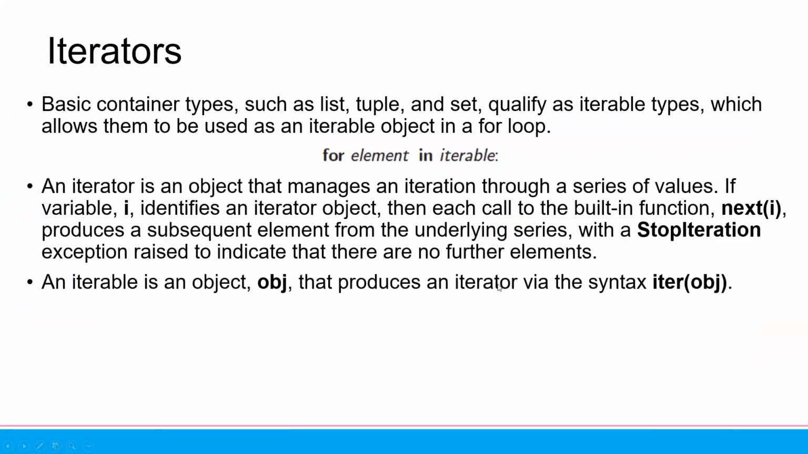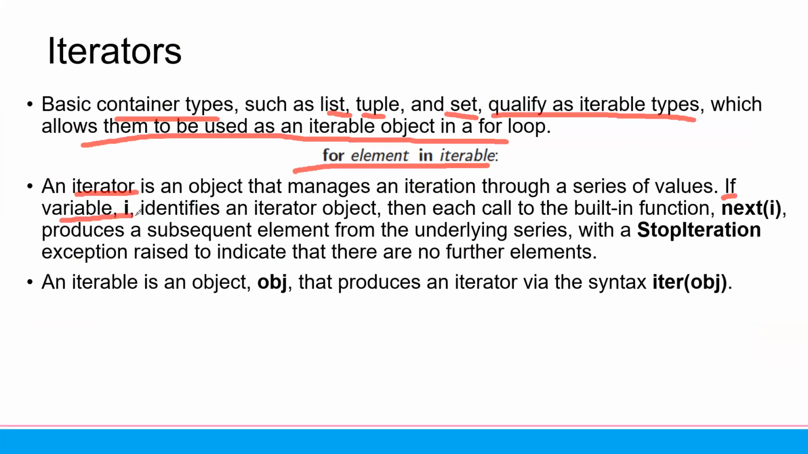Iterators. Basic container types, like list, tuple, set, qualify as iterable types, which allows them to be used as iterable objects. Let's say you use for. But there is another kind of iteration. We can have the iteration for every element with a variable.